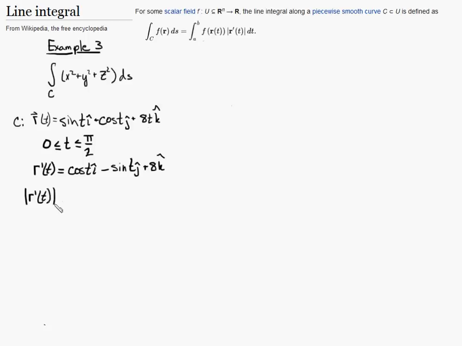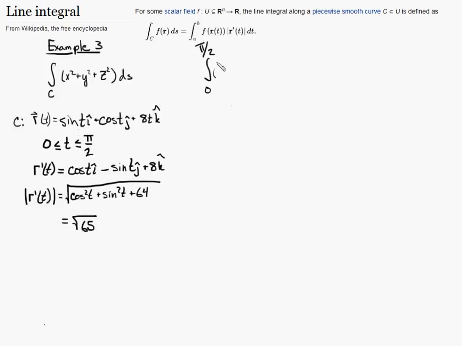The magnitude of r prime of t is equal to the square root of cosine squared plus sine squared plus 64. And that's 1 plus 64, or the square root of 65. And then we need to put it into this form and integrate it. So our bounds are from 0 to pi over 2. Those come from our parametric function. And this x, y, z stuff we need in terms of t, and we get that from our same curve.